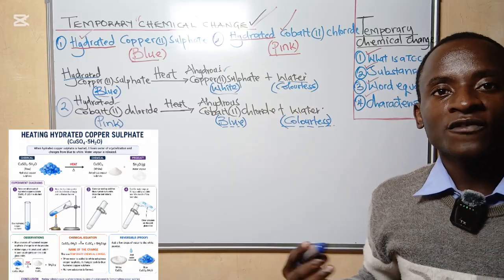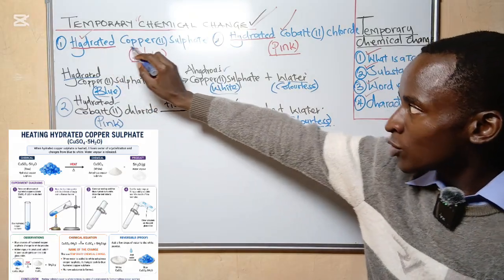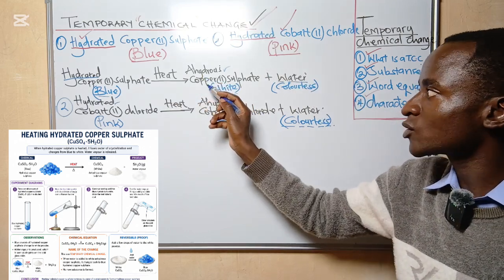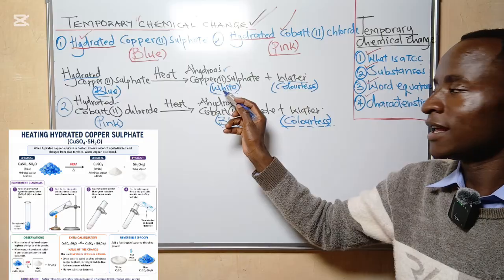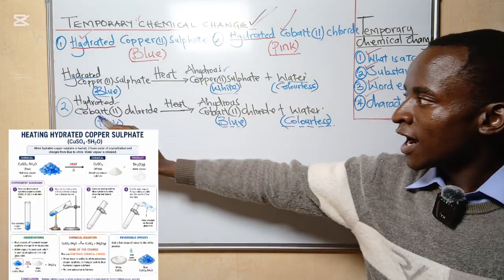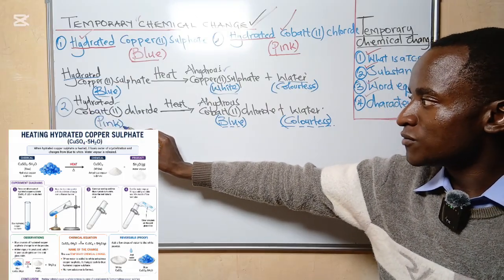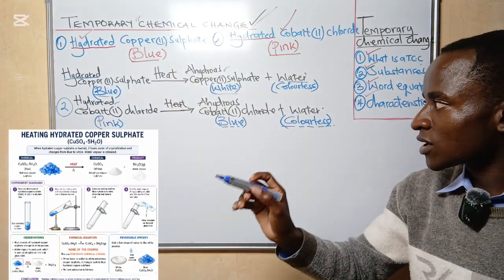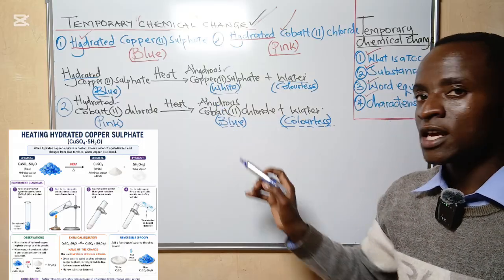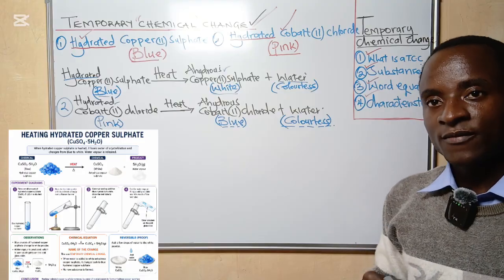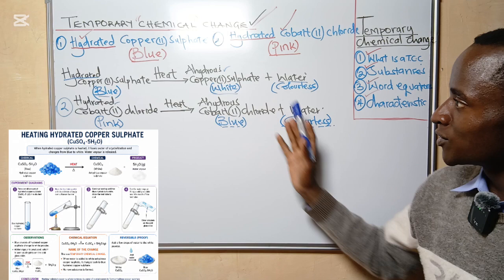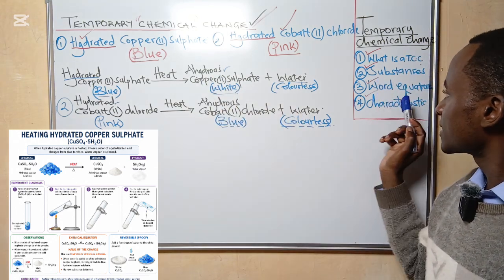They lose water of crystallization. So hydrated copper 2 sulfate loses water of crystallization to form anhydrous copper 2 sulfate, which is white in color, and the colorless liquid, right? Now, also, hydrated cobalt 2 chloride, when it's being heated, it loses water of crystallization to form anhydrous cobalt 2 chloride, which is blue in color, and a colorless liquid, right? Now, the next lesson we're going to talk about the characteristics.